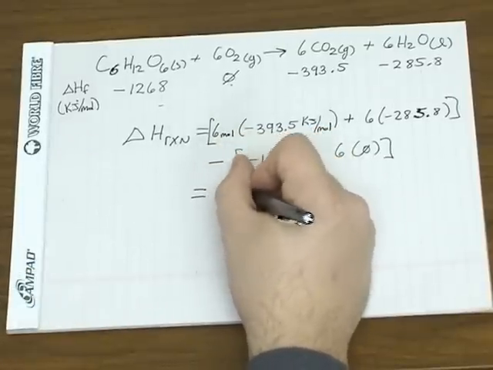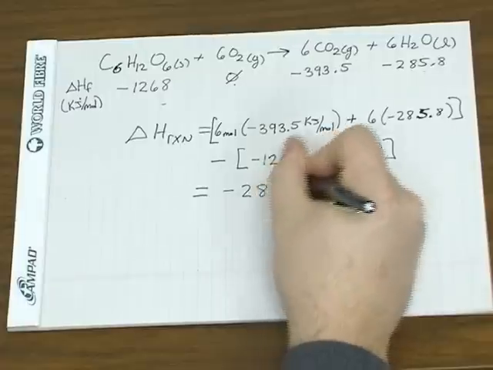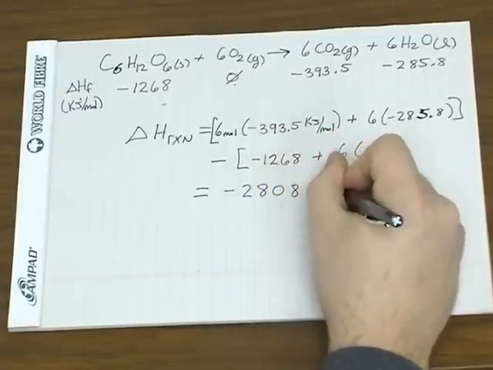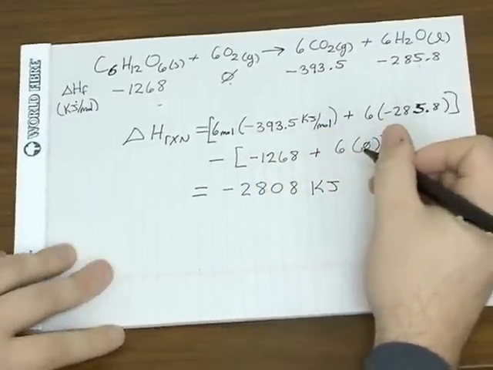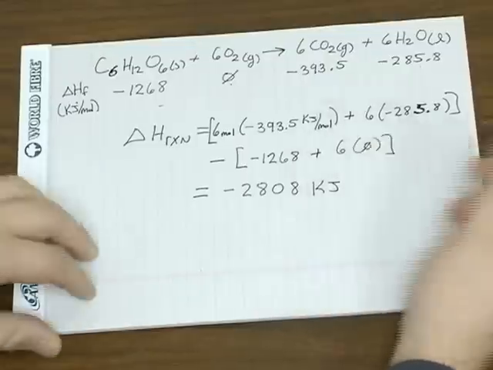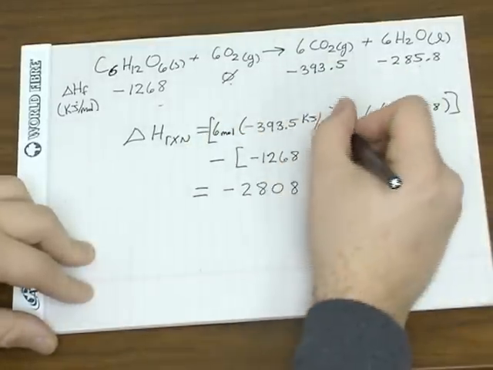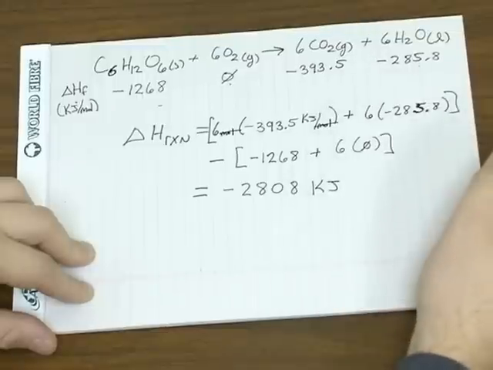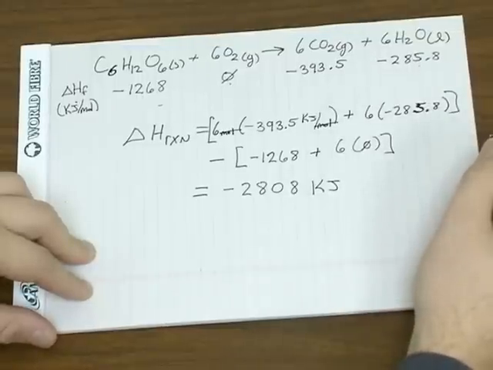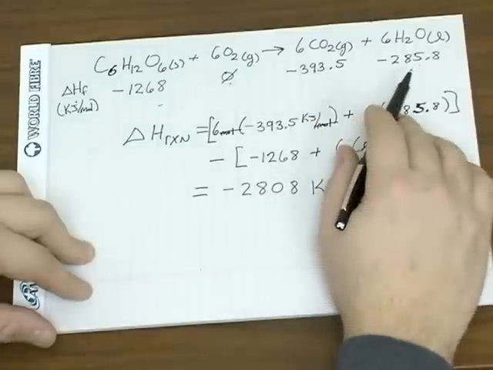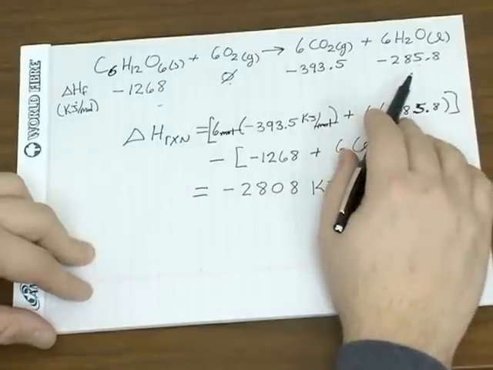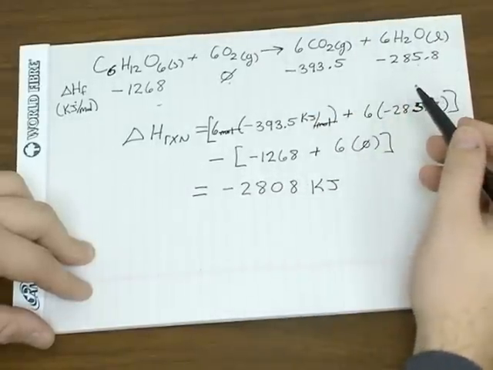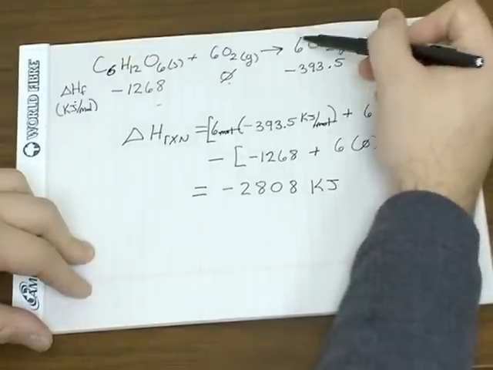And that gives you negative 2808 kilojoules. And it works out to be in kilojoules because for each of these, the mole unit's going to drop out. So that's pretty much it. Like I said, the enthalpies of formation are given in the back of the book. The one thing you got to remember is you got to take these and multiply by the coefficient.